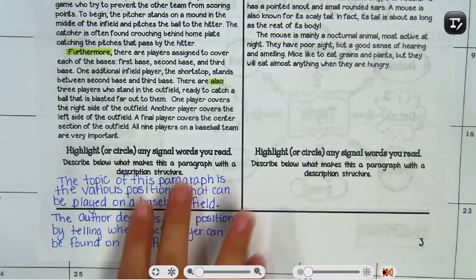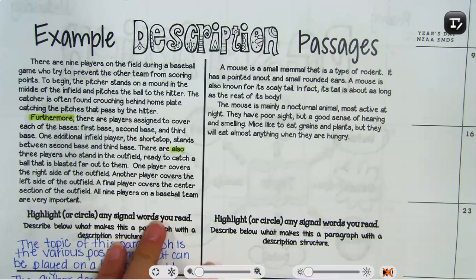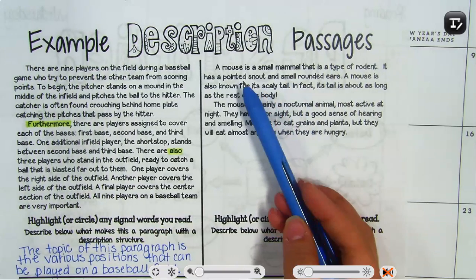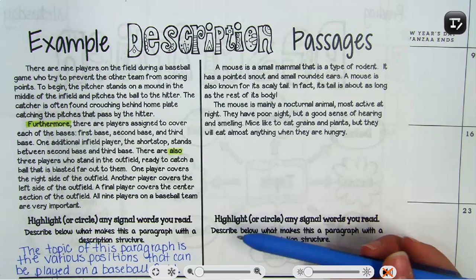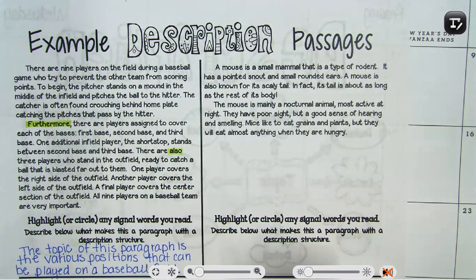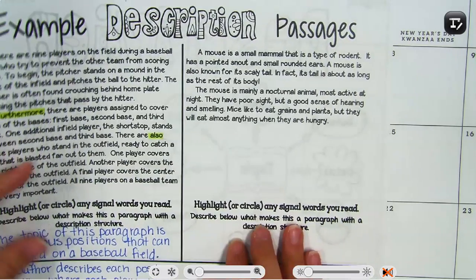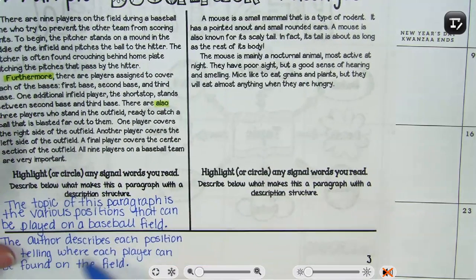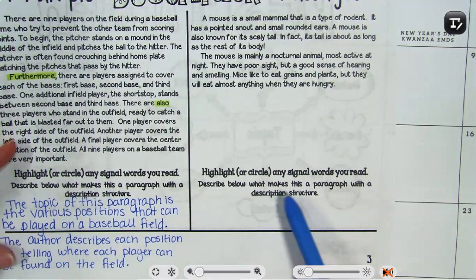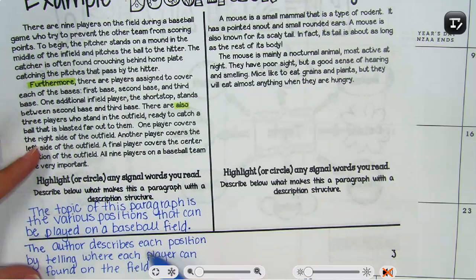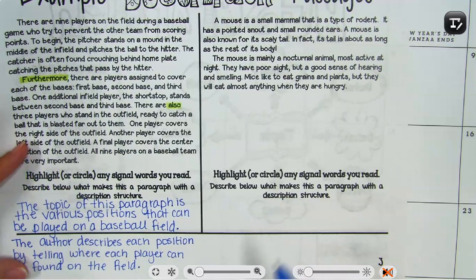Okay, so your job is, guys, now it's your turn. I want you to read this passage over here, and I want you to do just like we did. I want you to highlight any signal words that you read, and you can find the signal words right here. Highlight them or circle them, and then just like we did over here, I want you to describe below what makes this a passage with a description structure. So just kind of like I explained it over here. Why is this a description text structure? What makes it that? Okay.